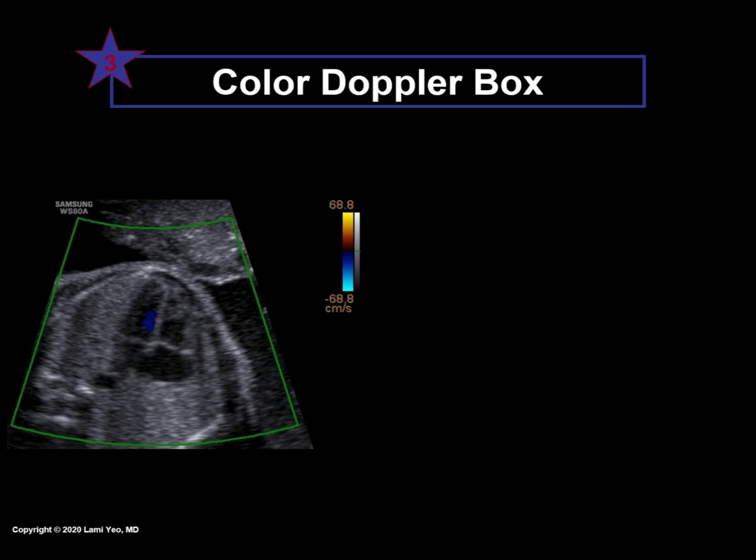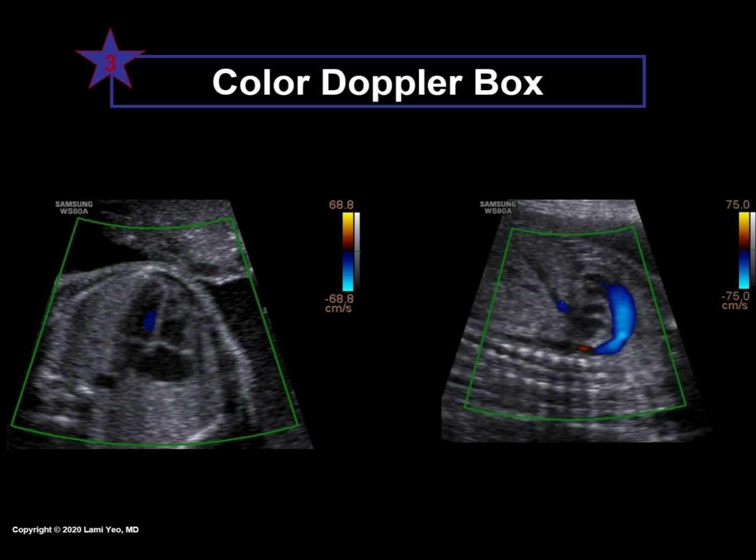What about these fetuses? On the left, the color box should have been reduced in size to include only the heart and cross-sectional descending aorta. Similarly, for the ductal arch in the right image, the color box size should also be slightly reduced to optimize the frame rate.